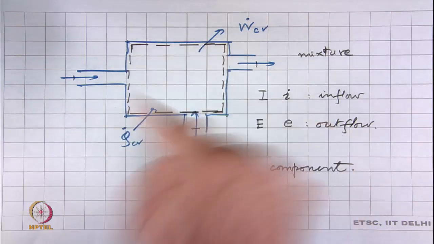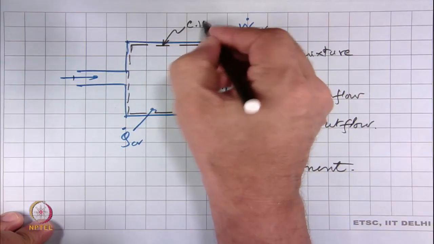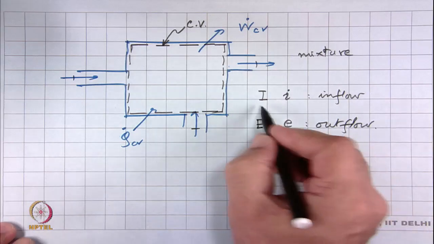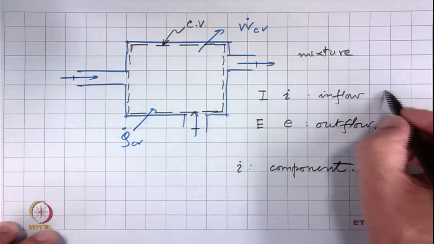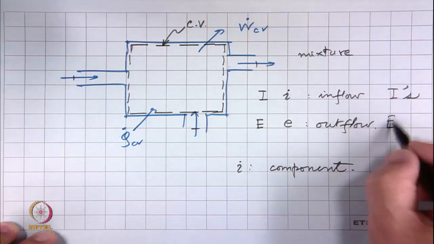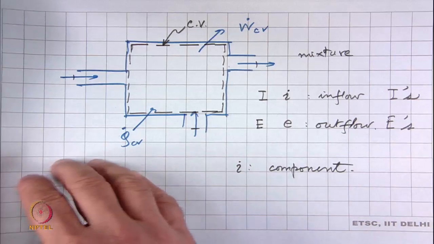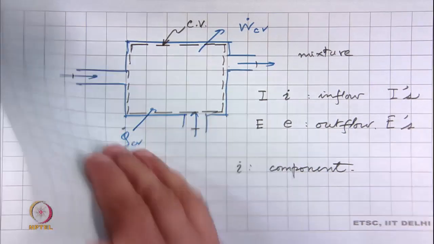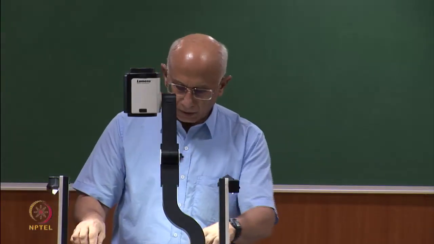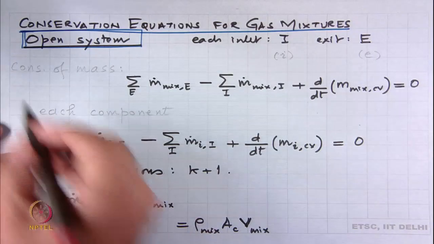So, this control volume can have many inflows, which are the I's, and many outflows, which are the E's, or any combination of them. Some of them can even be 0. So, for this system, with this notation, we can now write the conservation of mass, and then we will go on to the first law.